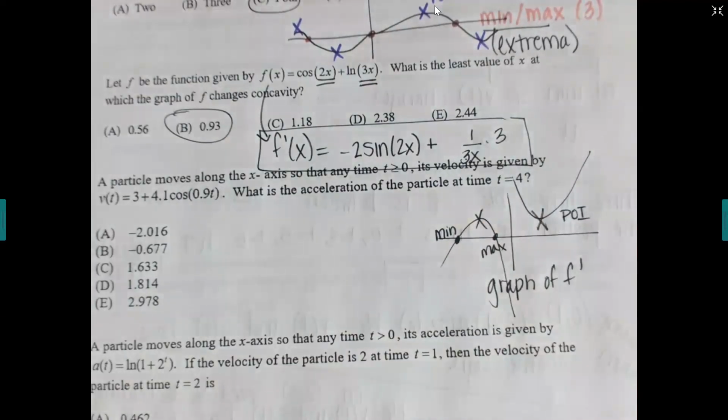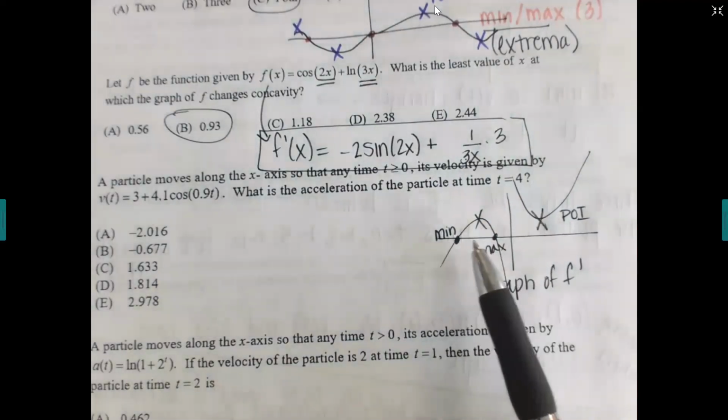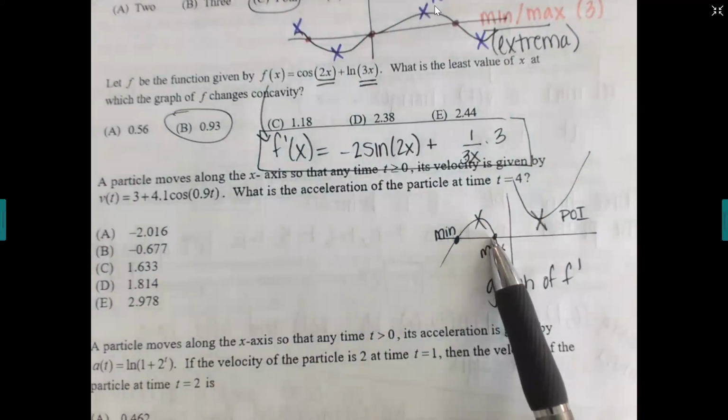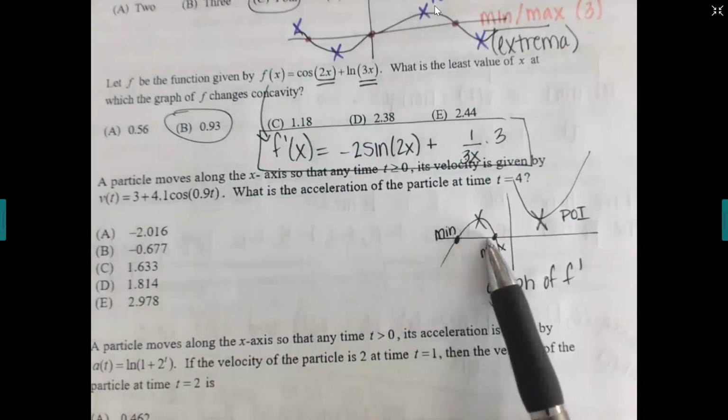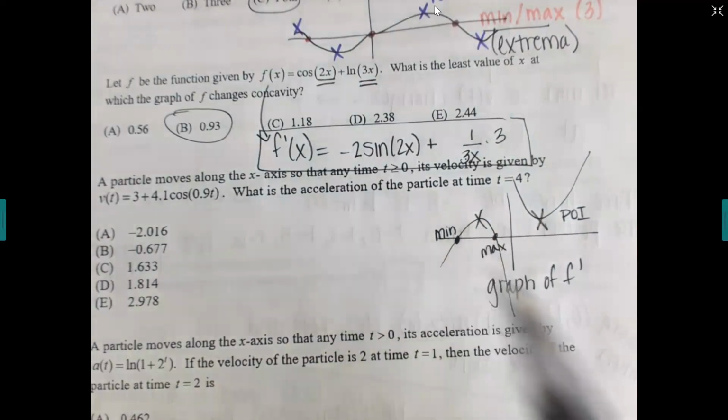The second derivative would change signs here and here. Now this isn't the same graph, but then these would be your points of inflection. Okay, I'll circle back to that and show that to you in just a second. Okay, two more left real quick.